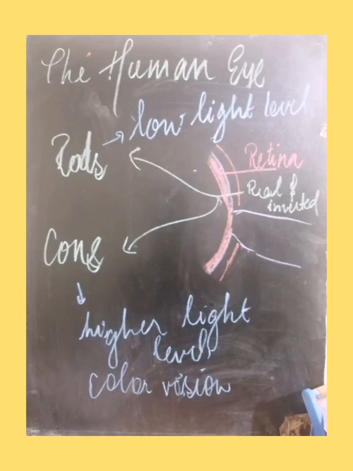Now the retina is made up of two types of cells, that is rod cells and cone cells. Rod cells are activated when we are in low light, and cone cells are activated at higher light levels and give colorful vision. So whatever color you are able to see, blue, pink or whatever, that is due to cones. And rods work in low light. This is the reason owls have more rod cells, because they wake up at night.